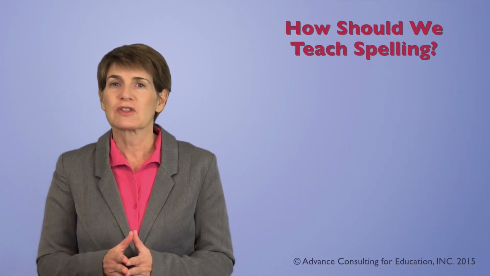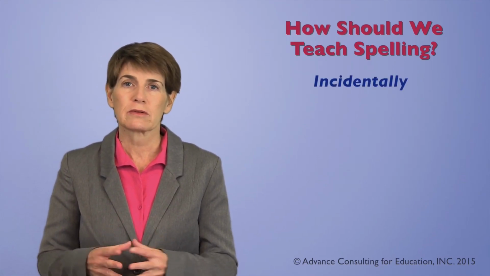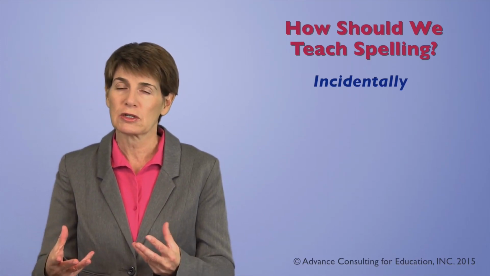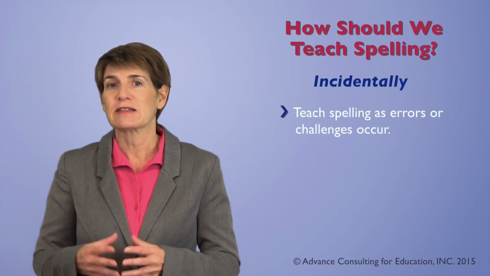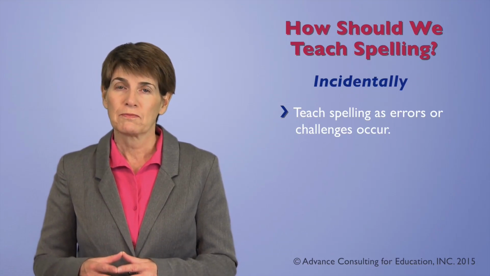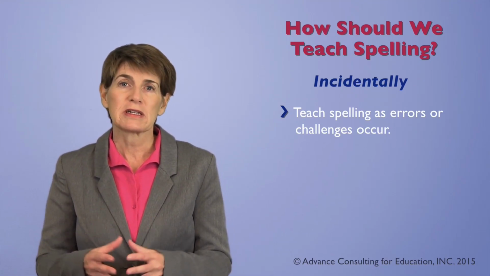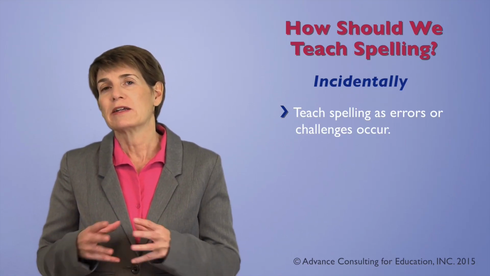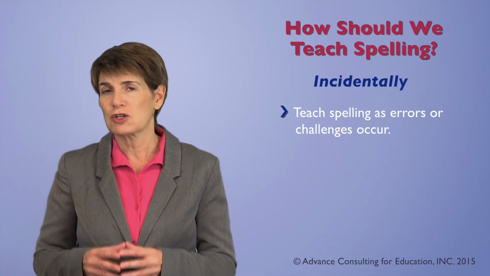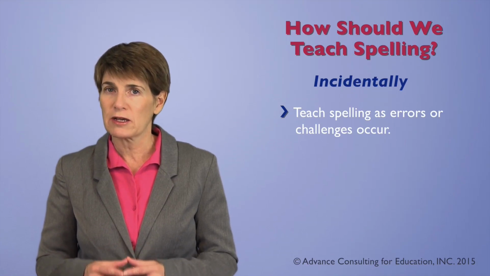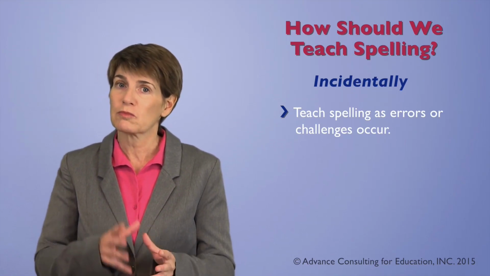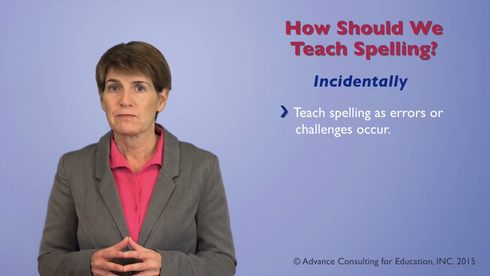The first one is just incidental. So a student spells a word incorrectly, and you as the teacher provide the correction. So we teach spelling as errors occur with our students. This is always an approach that we're going to tap into because we want our students to create accurate work. But it's not the primary strategy or primary approach that we should rely on when we're teaching spelling. So incidental has its place, but there's more that we need to be looking at.